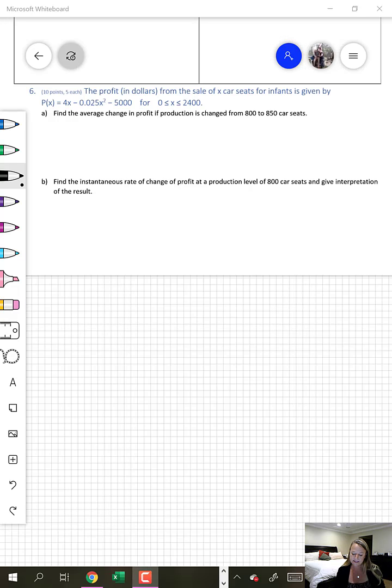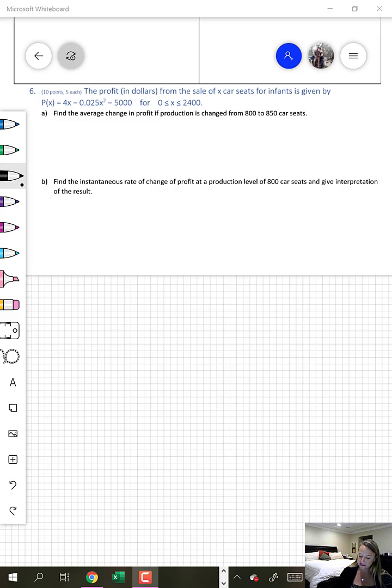Problem 6 states, the profit in dollars from sales of x car seats for infants is given by the following function. P of x is equal to 4x minus 0.025x squared minus 5,000 for values of x between 0 and 2,400. Part A, we want to find the average change in profit if the production is changed from 800 to 850 car seats. So we want to find the average rate of change.